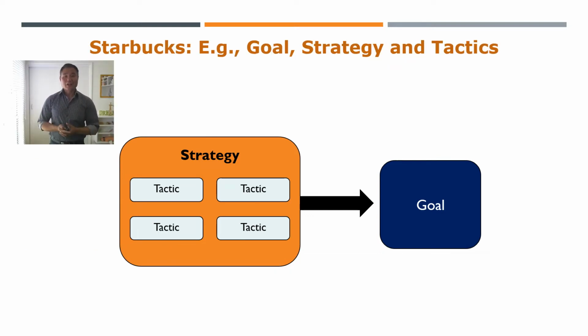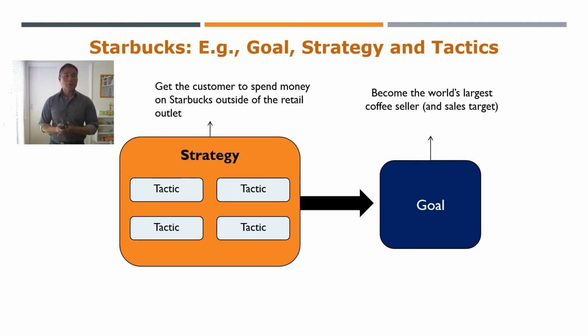On the other hand, you might have the same goal, become the world's largest coffee seller through specific sales targets. However, you could be making a very different type of decision. Your decision here might be, okay, well, let's get the customer to spend money on Starbucks outside of the retail outlet. So if you recall the previous slide, the analytical decision you were going to make was, what do we do to get people to spend more when they come into the store? However, for this particular strategy, to try to achieve the same goal, you're thinking, okay, how can we get people to spend money on the company when they're not even within our store, right?